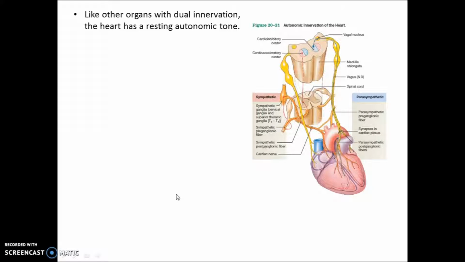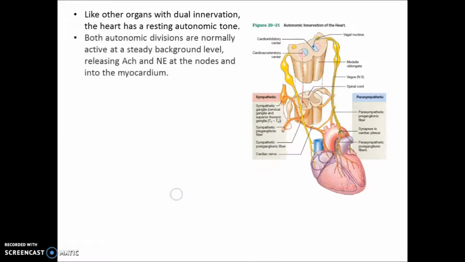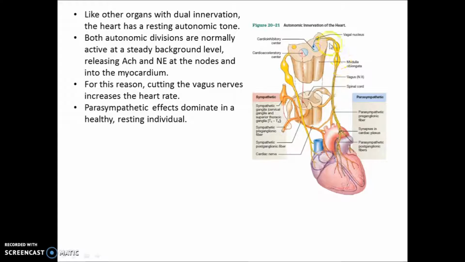Like other organs with dual innervation, the heart has a resting autonomic tone. Both autonomic divisions are normally active at a steady background level, releasing acetylcholine and norepinephrine at the nodes and into the myocardium. For this reason, cutting the vagus nerve, which is the parasympathetic division, increases the heart rate. Parasympathetic effects dominate in a healthy resting individual.